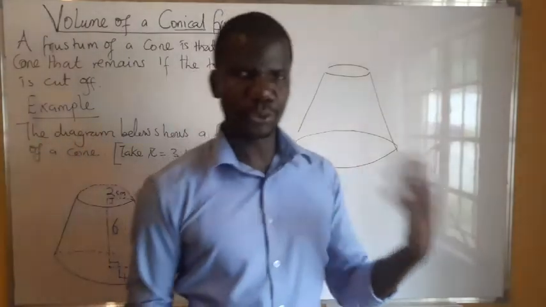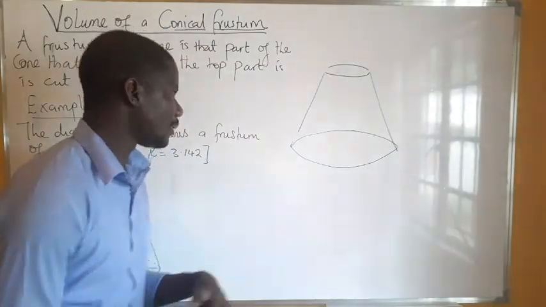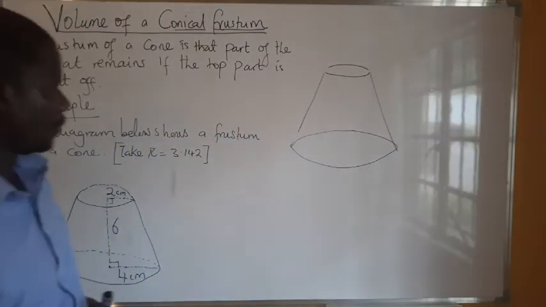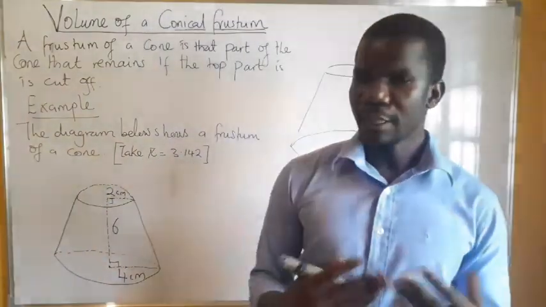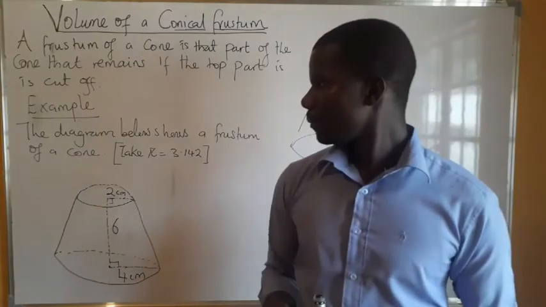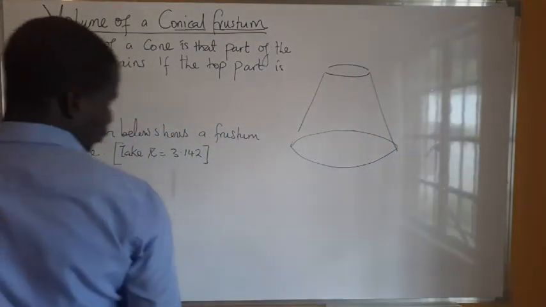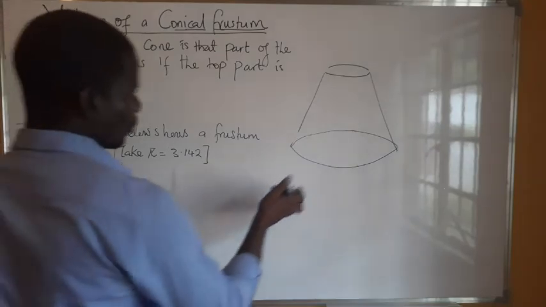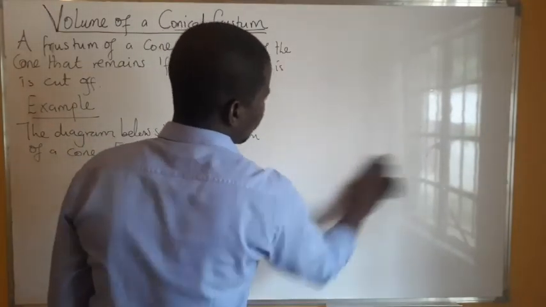We're going to also look at a pyramidal frustum, but here I'm concentrating on a conical one, the one that comes from a cone. So what are we supposed to do in order to find the volume of a conical frustum? I'm going to present two methods, and then you are going to see which one is easier for you. That is the one that you're going to use.